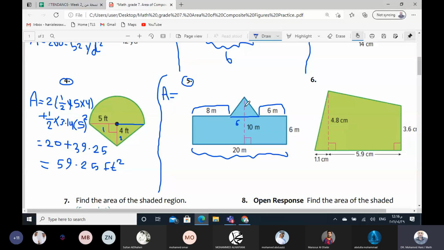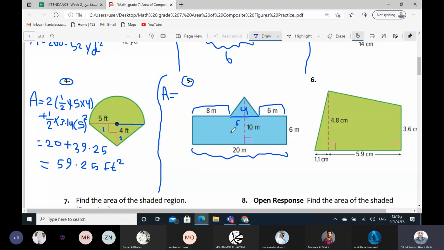Now how to find the height of the triangle? As you see, the whole red line here will be 10. But we have this part from this point to this point equal this side 6. So 10 minus 6 will be 4. So the height of the triangle will be 4.